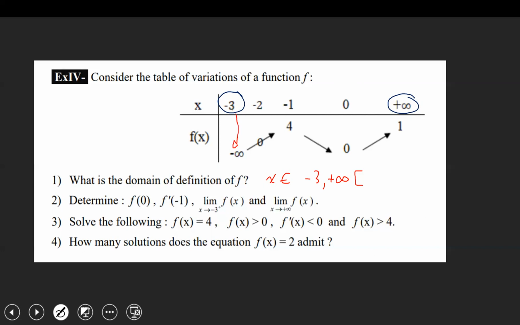So if -3 is in the domain, when we replace it in f, we must get a real number. We must get a y which belongs to R. But in our case here, we get minus infinity. Minus infinity does not belong to the set of real numbers. I repeat again. Okay, look.